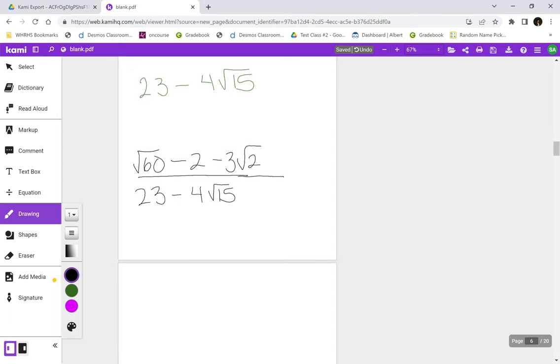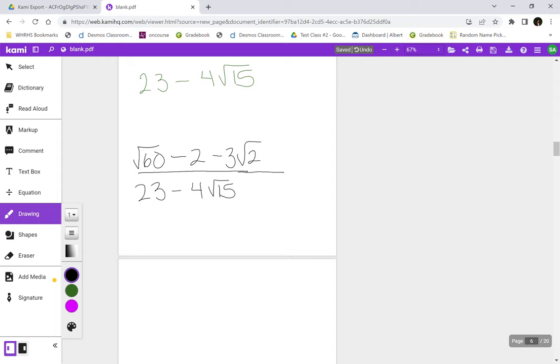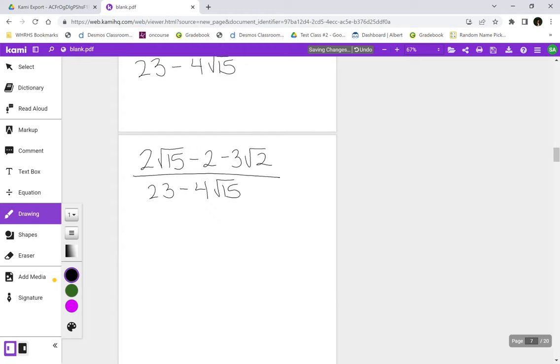Okay, can we simplify the root 60 again? Yeah, what does that end up becoming? 2 root 15 minus 2 minus 3 root 2 all over 23 minus 4 root 15. Once again, what am I going to do? Multiply by the conjugate. So this is going to be 23 plus 4 root 15.